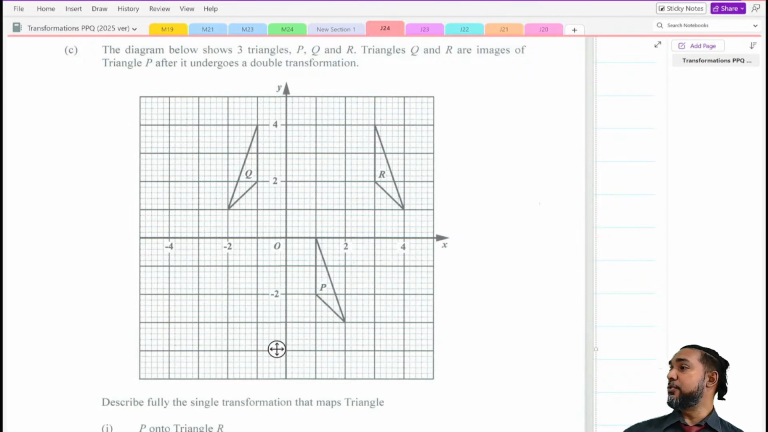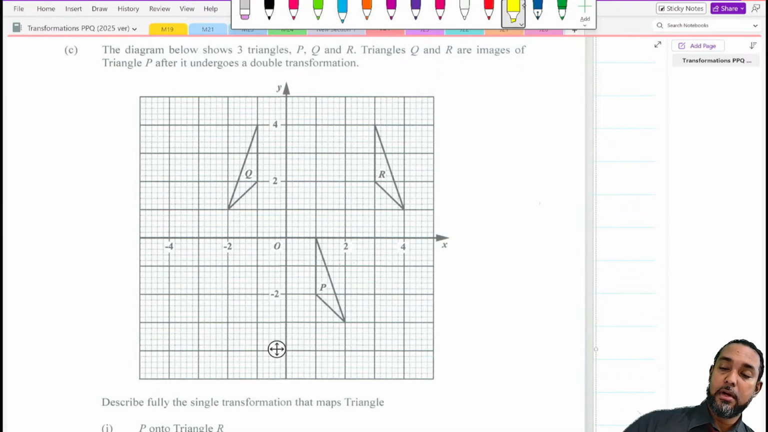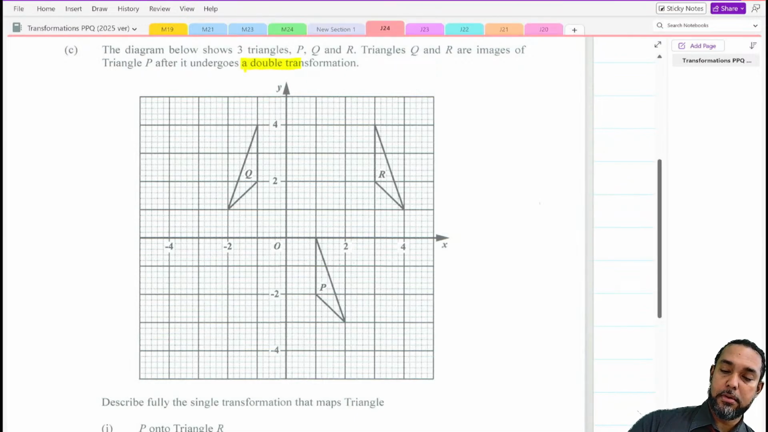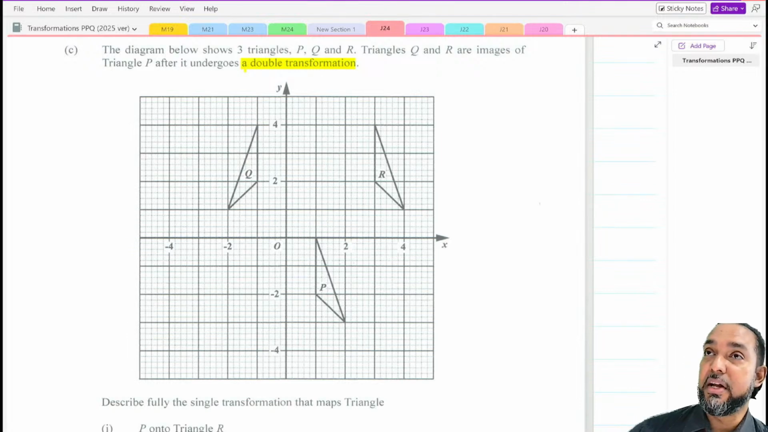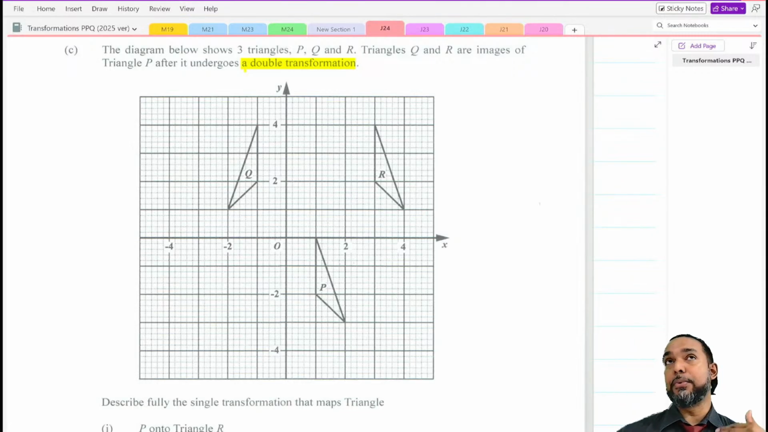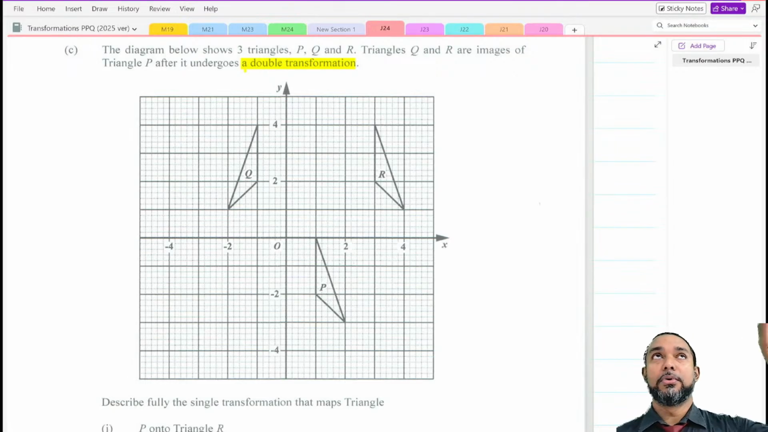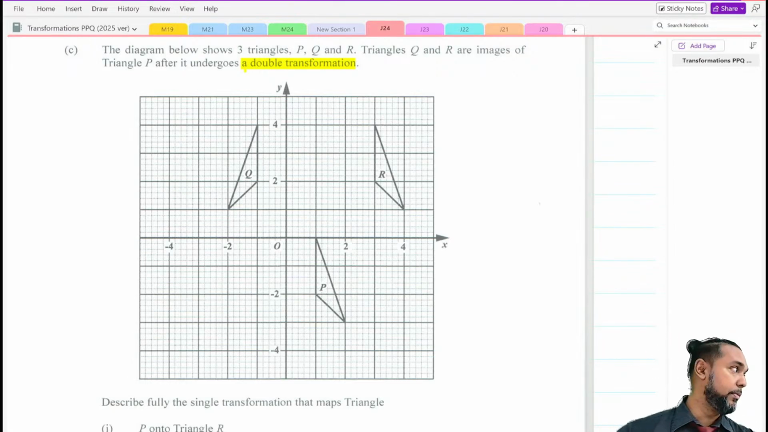Does anyone not have a copy of the item on the screen? The diagram below shows three triangles, P, Q, and R. Triangles Q and R are images of P after it undergoes a double transformation. Which means there was one transformation and a second one after that. It wasn't like in the previous two where you had one or the second one. This one happened and then the next one happened right after. So whatever was the transformed piece was then transformed again.